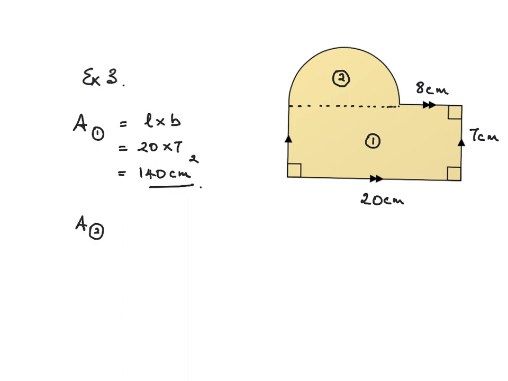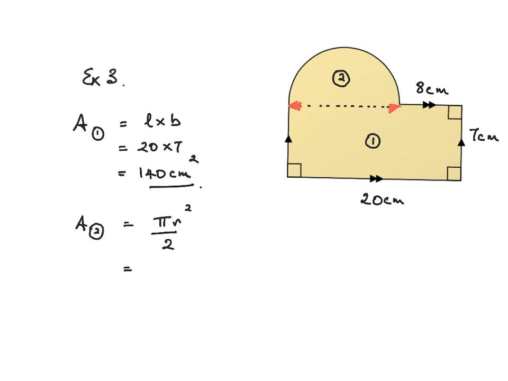Area 2 is a semicircle. Well, we know that the area of a circle is given by pi r squared, so the area of the semicircle, which is a half that of the circle, is pi r squared over 2. The next thing we have to do is to try and work out what the radius is, because this is not simple. So first thing, this distance here, how do we find that?